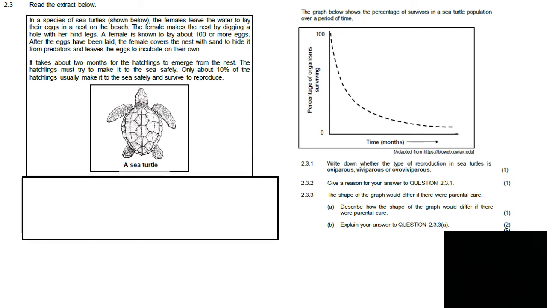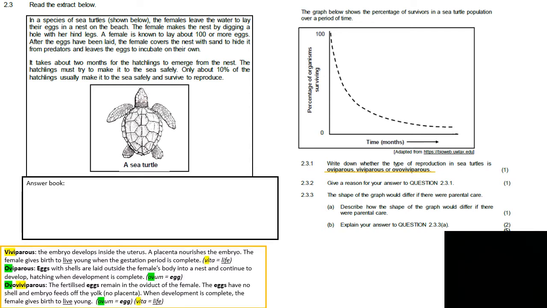Okay, 2.3.1. Here is a revision of the terms. If you look at the Latin guides, vita is life and ovum is egg. So the first one gives live birth, the second one lays eggs, the third one does both. So in this instance, your answer is ovoviviparous. And 2.3.2 asks you to give a reason, and that is because she lays eggs. So you say the female lays eggs. You can say in a nest.